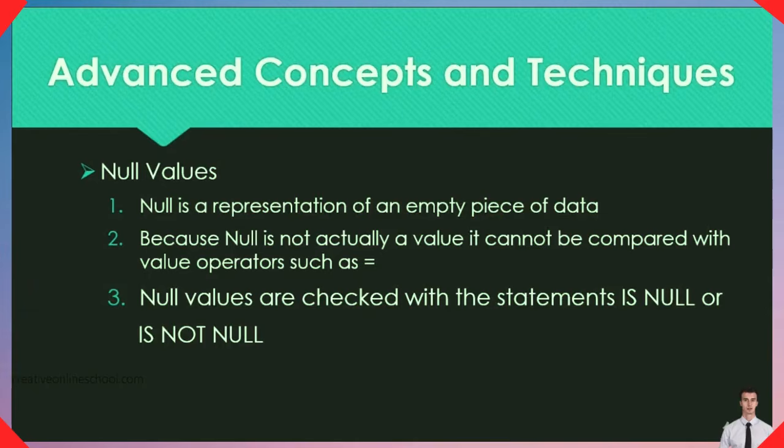Let's pop back over and talk about something we've seen a few times but never really went in depth on, and that's null values. Null is a representation of an empty piece of data. It means there's nothing there. However, because there's nothing there, null is not actually a value, and so it cannot be compared with a value operator, such as equals. If you try to check if a column equals null, you're not going to get any results. However, because of this, null values have their own operators, and that is null or is not null. Let's see this really quick.